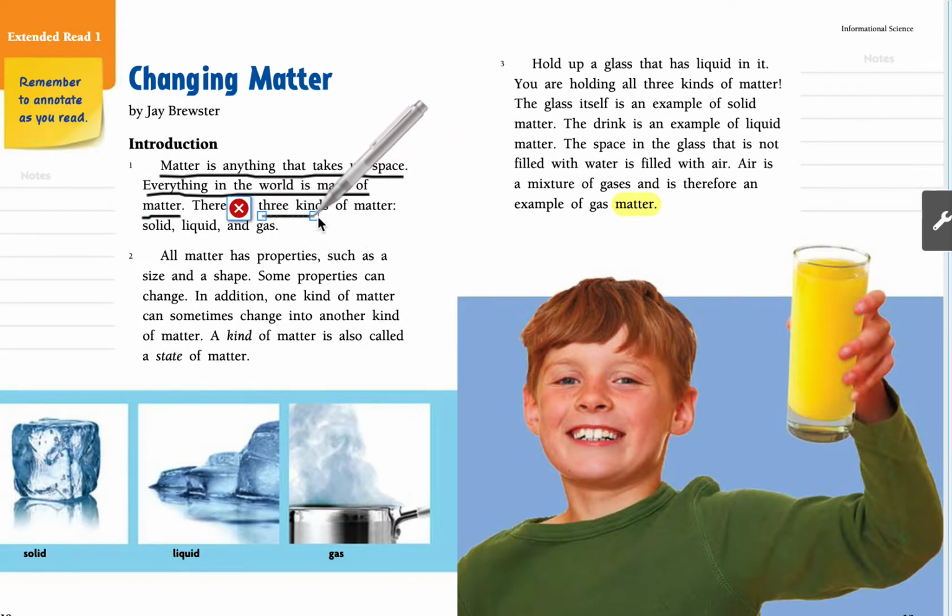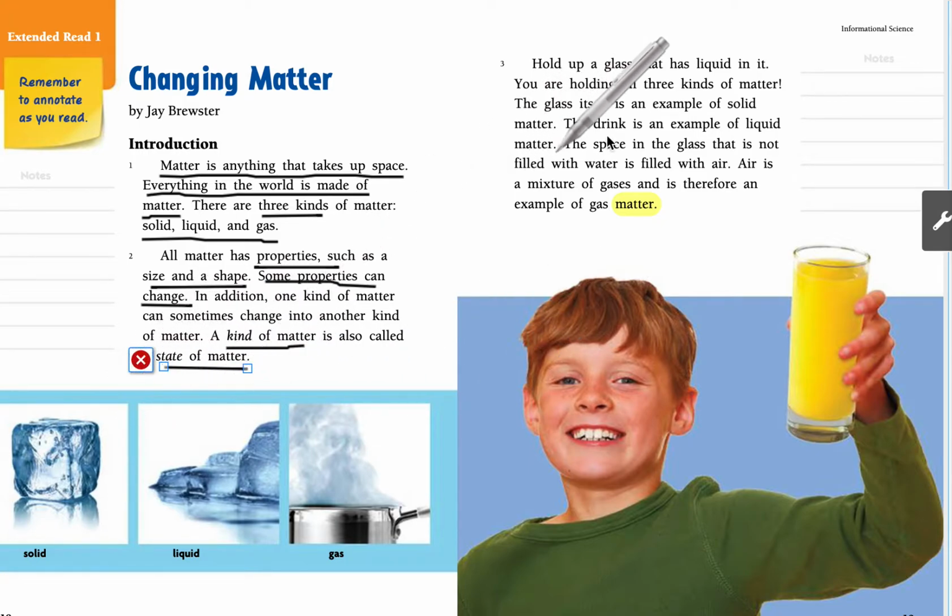And then the three kinds, we've learned this in science, are solid, liquid, and gas. And then we've also learned from our science text that all matter has properties like size and shape, and some properties can change. Okay, and then we also call a kind of matter a state of matter, which we talked about in our small reading groups last week.